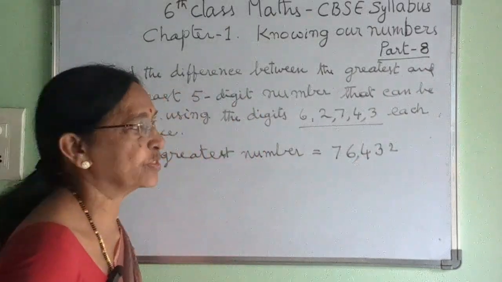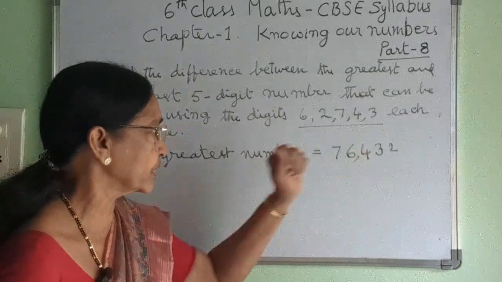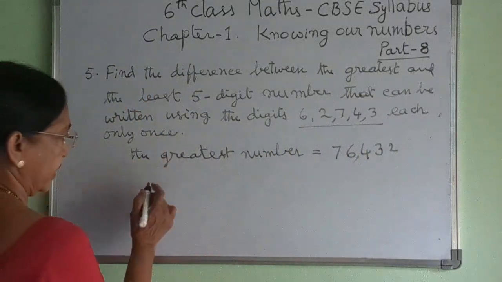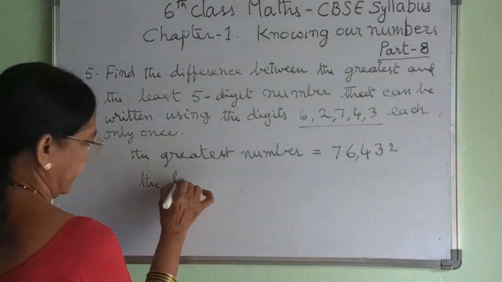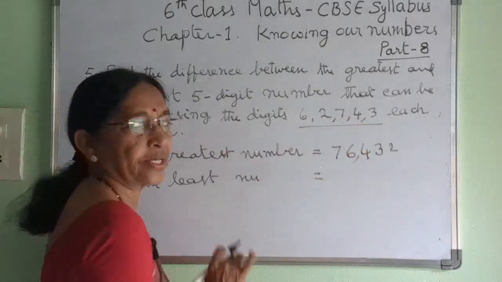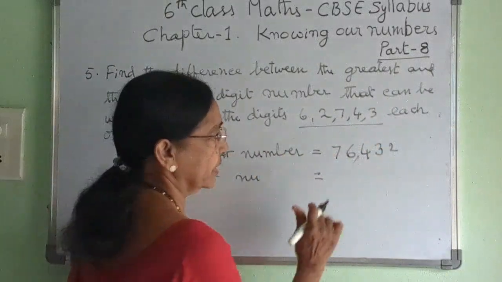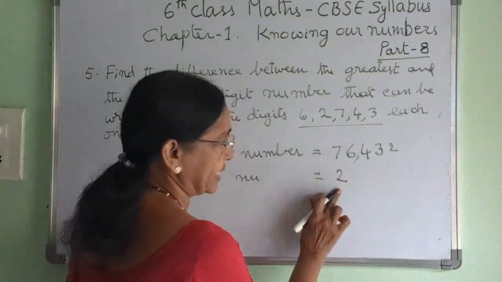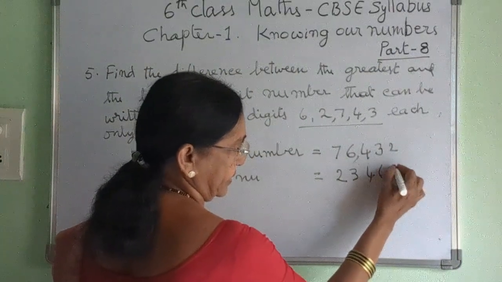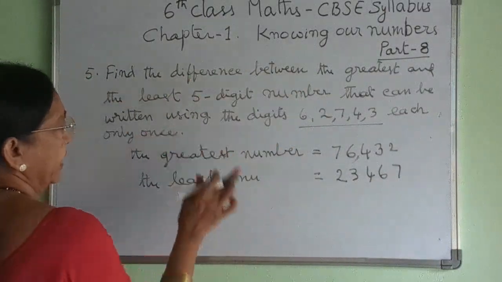Therefore, 76,432 is the greatest number that can be formed using these digits, each used once only. Next, the least number that can be formed using the same digits, using each number once only: first write 2, the least number, next least 4, 6, 7. Find the difference between the greatest and the least.